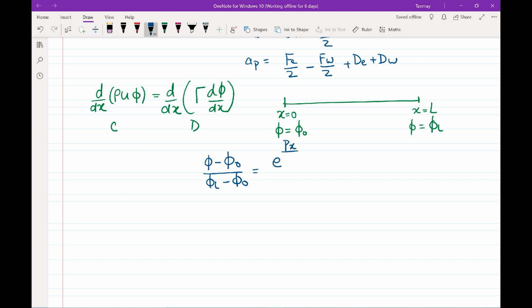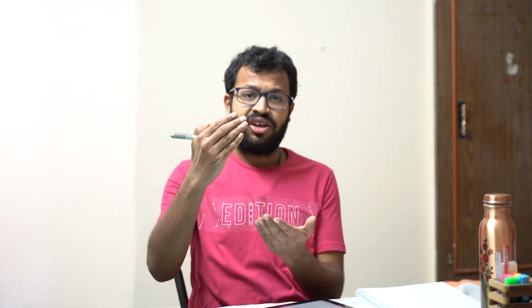So we have a parameter called capital P, which I'll be showing you very shortly what that is. The P is called the Peclet number, and that is given as rho UL divided by gamma. So the Peclet number is a ratio of the convection to the diffusion.